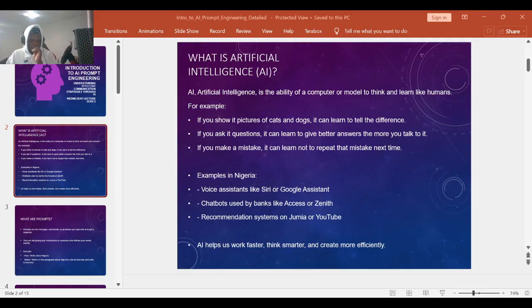So, prompts are like clear instructions you give to someone who follows your words exactly. Imagine AI is like your super intelligent assistant, like we said last class. So they are like clear instructions you give to someone who in turn follows the exact words you give. For example, a poor prompt is when you tell the AI something like, write about Nigeria.